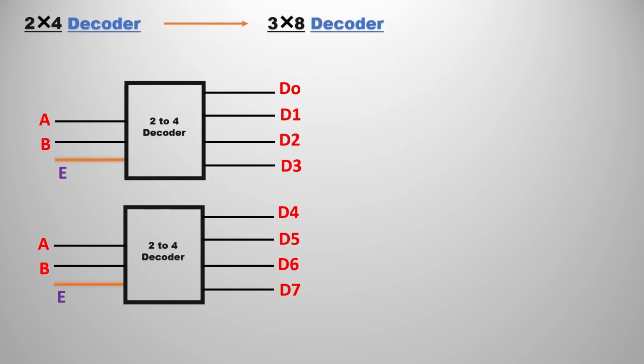We are going to implement 3 cross 8 decoder with the help of two 2 cross 4 decoders. If you observe, each 2 cross 4 decoder has 4 outputs. So 4 plus 4, 8 outputs. That is only our required thing. In the 3 cross 8 decoder we have 8 outputs. If you are taking 2 cross 4 decoders also, we are going to have 8 outputs, but we need to connect the inputs. So let's see how to connect the inputs so that we can interchangeably use them as 3 cross 8 decoder.